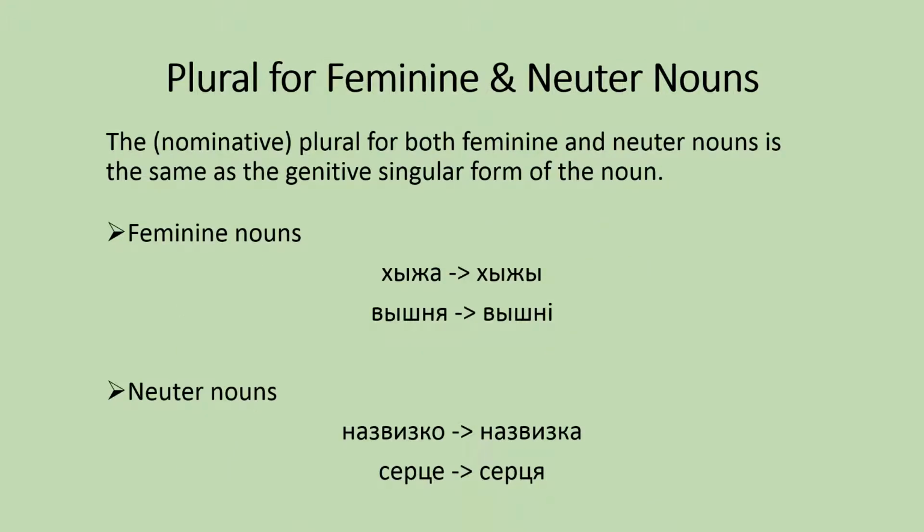Plural for feminine and neuter nouns. The plural, or more specifically, the nominative plural for both feminine and neuter nouns is the same as the genitive singular form of the noun. Let's look at feminine nouns first. Chyża becomes chyże, and wyśnia becomes wyśni. For neuter nouns, nazwisko becomes nazwiska, and serce becomes sercia.